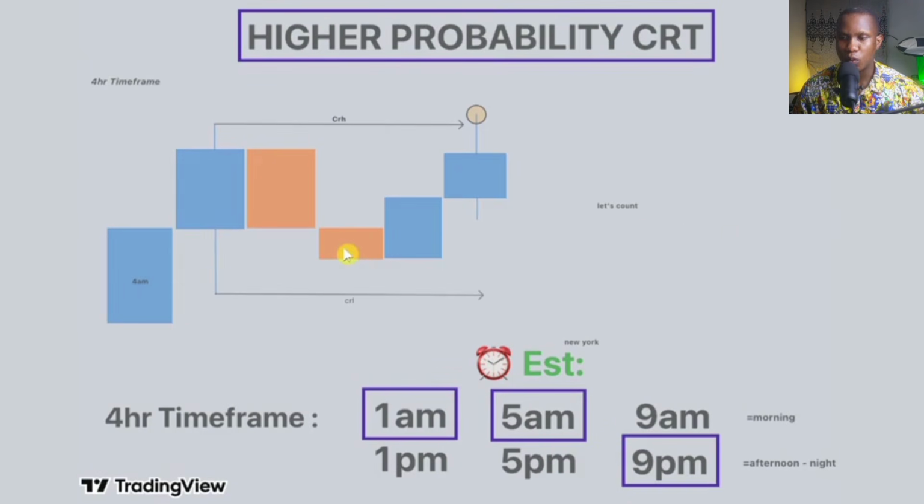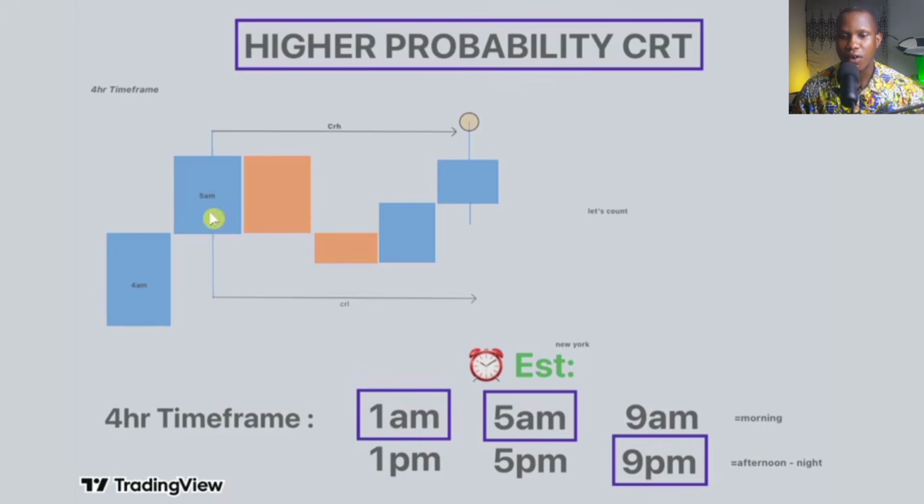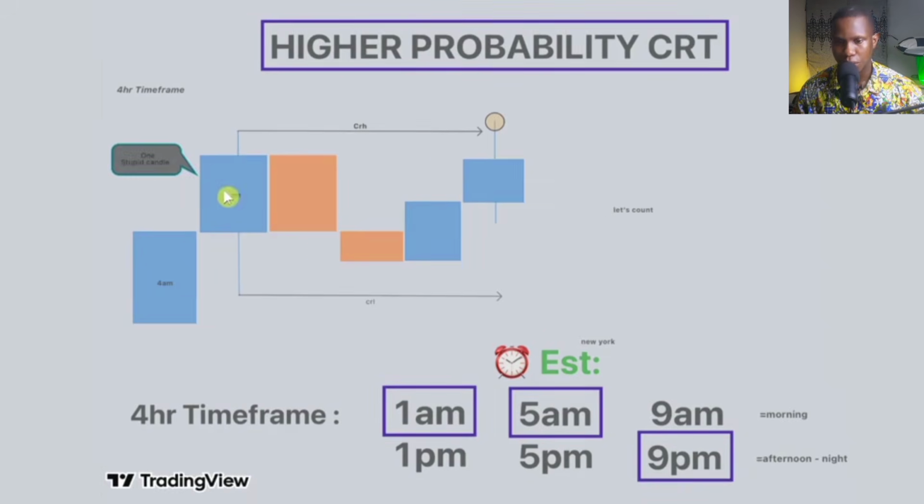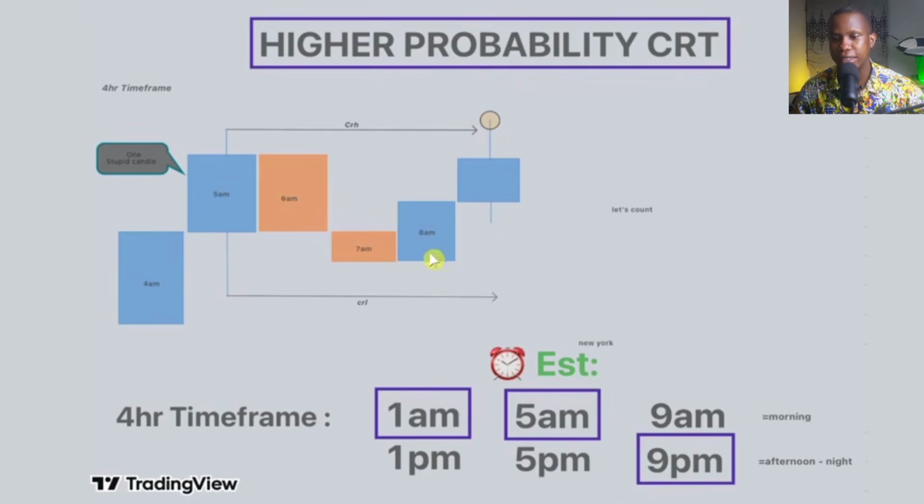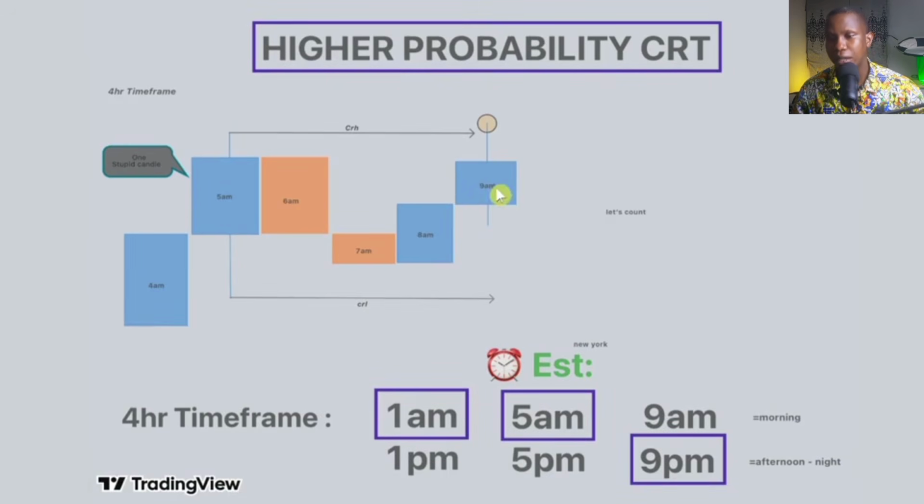From this example, let's count: this is our 4 a.m. candle, this is our 5 a.m. candle, guys, which is our one stupid candle, guys. I see our one stupid candle was formed at 5 a.m., our timing, which gives us a higher probability setup. We move to the 6, 7, 8, and 9 a.m. candle.